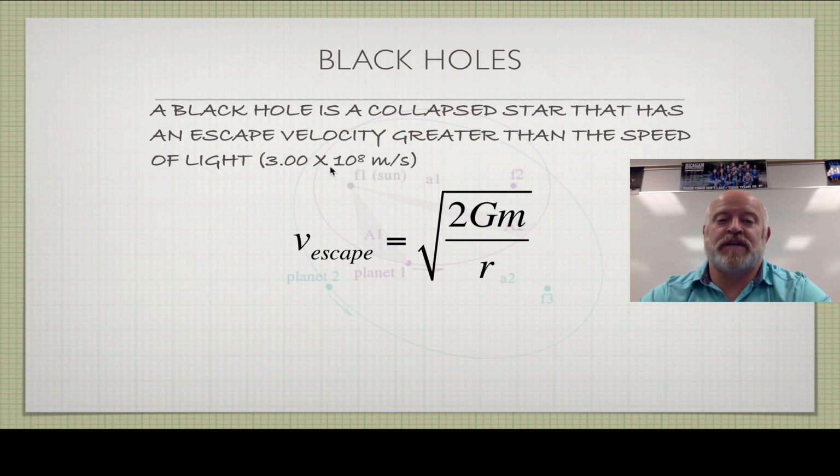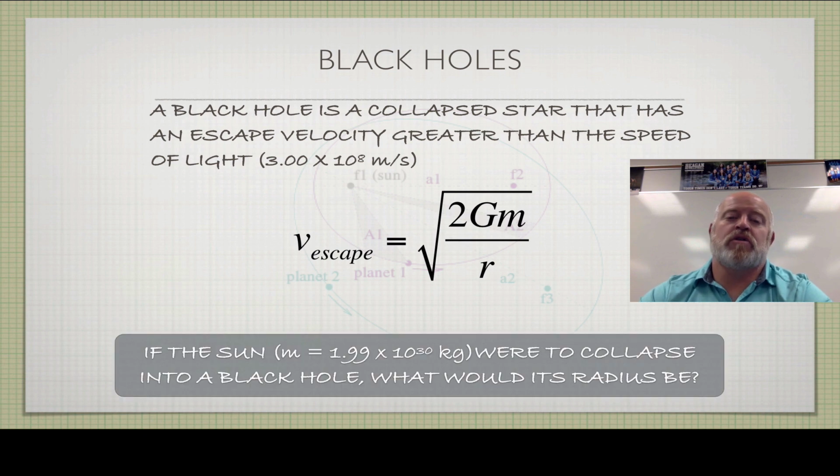The speed of light is 3 times 10 to the 8th meters per second. We can say that if that was our escape velocity, because that's the fastest things can move, and we know 2, we know big G, we need to know mass and radius to be able to solve this. So if we take a look at our sun, it has a mass of 1.99 times 10 to the 30th kilograms. So how big would our sun become if it collapsed into a black hole? Basically, what would our radius be for our sun if we did that?